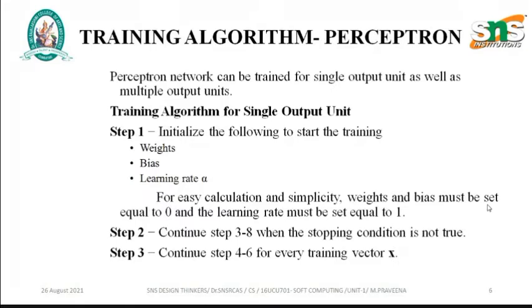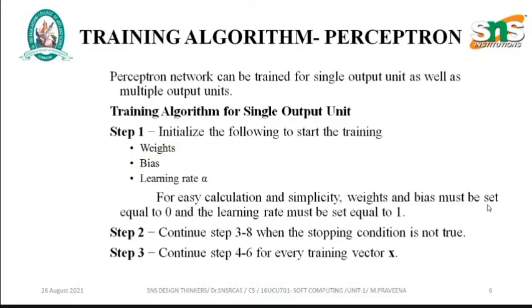Okay, next let's see the training algorithm for this perceptron. The perceptron network can be trained for a single output unit as well as multiple output units. If we use a single perceptron, then we will receive a single output only. When we are using multiple perceptrons, then we will receive multiple outputs. So first we have to initialize the training parameters. What are they? We have to initialize the weight, bias, and also the learning rate.